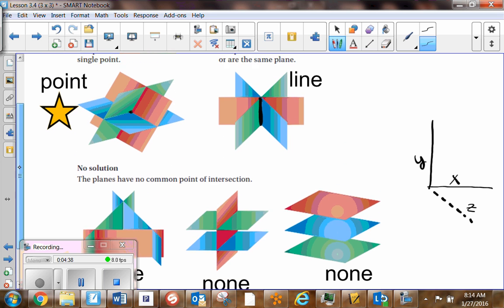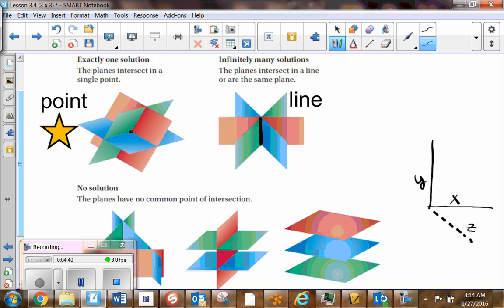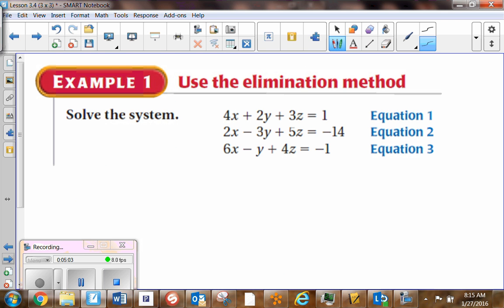The majority of the ones we're going to work with in this class are going to be intersecting at a point. Okay? Some of these others are kind of crazy. But we're going to be mainly doing the ones that intersect at a point. Occasionally we'll get a no solution, and mathematically, I'll show you what that looks like.